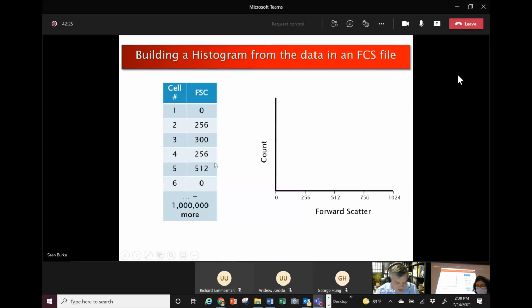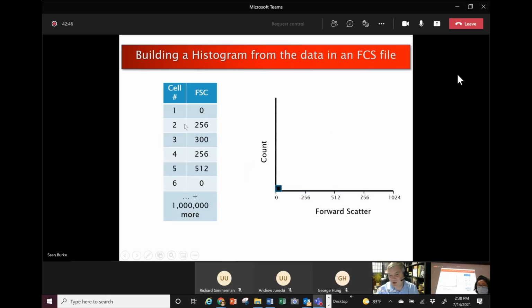So another way of looking at data, and when I showed you that live dead staining, is something called a histogram. And how do we arrive at one of these histograms? When we make a measurement on a flow cytometer, we measure cell number 1 that goes past that laser. And we made a measurement, in this case it's 0. There's nothing on that cell.